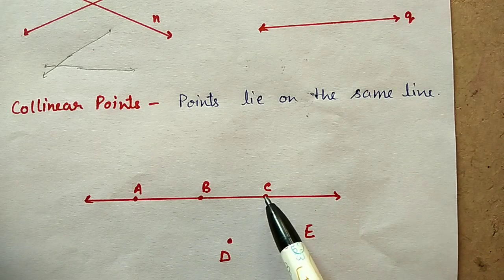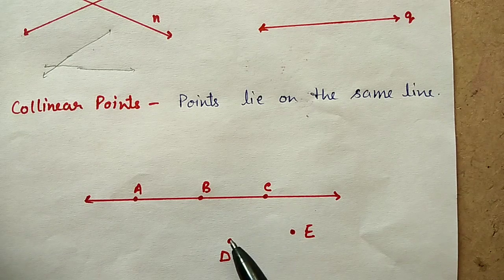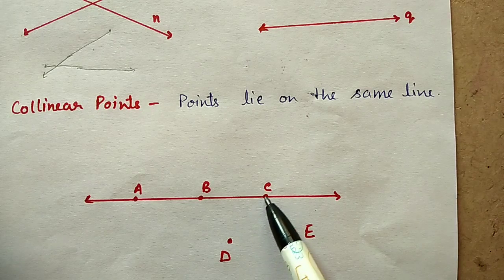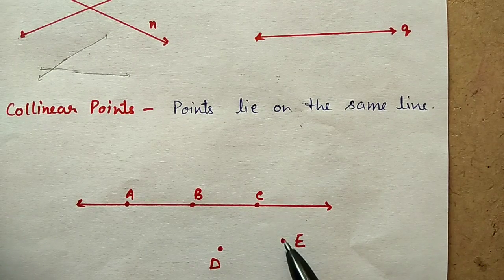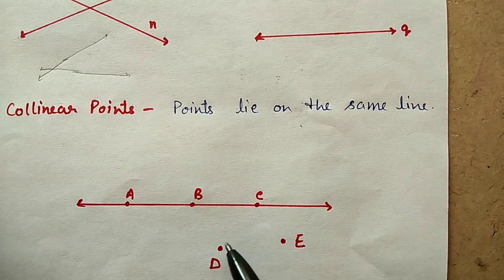If we talk about C, D and E, these 3 points are not on the same line. If we want to join, we can join C to D, D to E, C to E. But we cannot join these 3 points together on the same line.